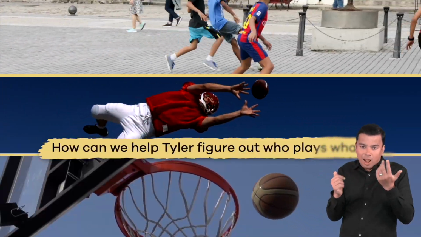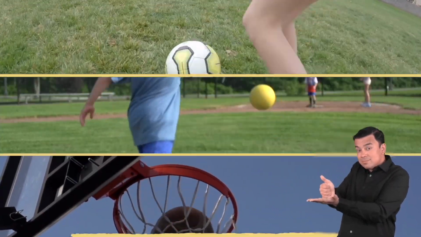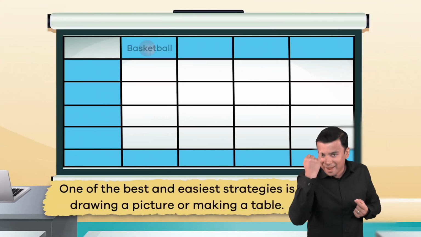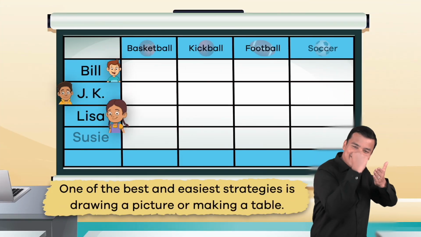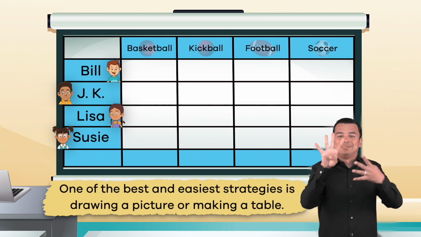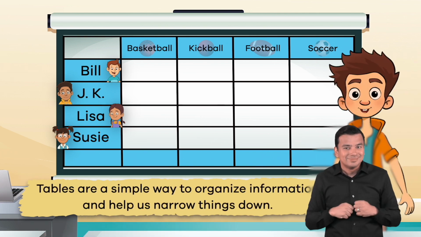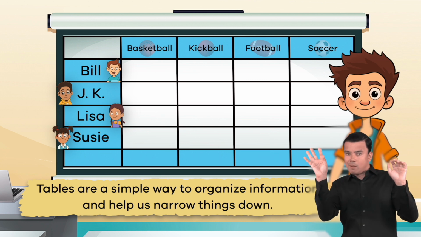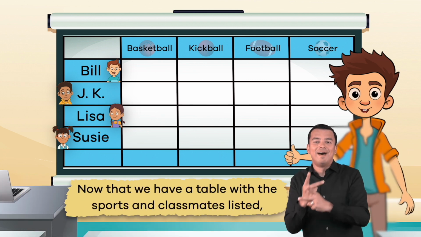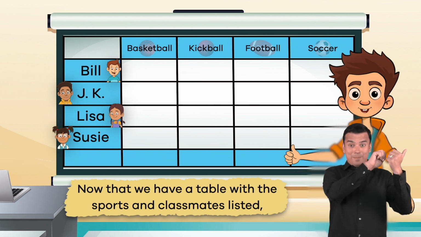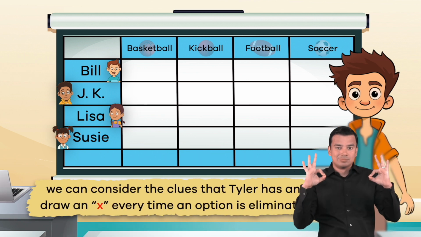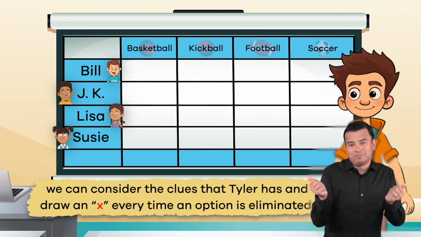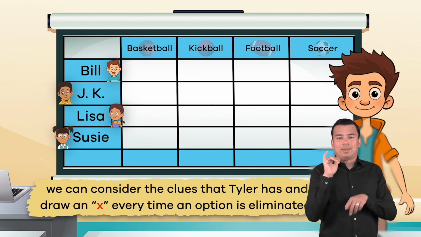How can we help Tyler figure out who plays what? What are some strategies that he can use? One of the best and easiest strategies is drawing a picture or making a table, like so. Tables are a simple way to organize information and help us narrow things down. Now that we have a table with the sports and classmates listed, we can consider the clues that Tyler has and draw an X every time an option is eliminated.